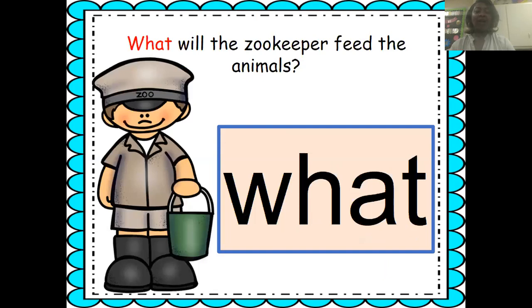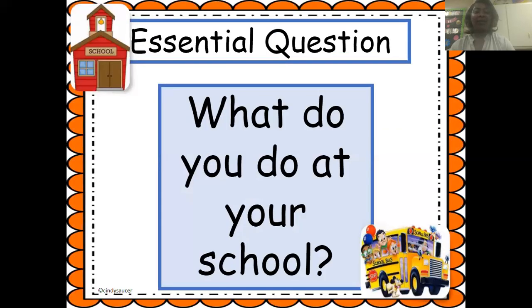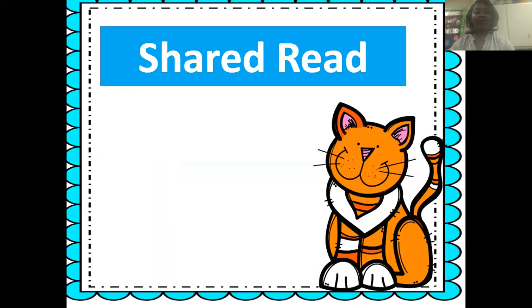What? What will the zookeeper feed the animals? W-H-A-T. What? School. I will learn to write at school. Let's spell school. S-C-H-O-O-L. School. This is our essential question for this week. What do you do at your school?